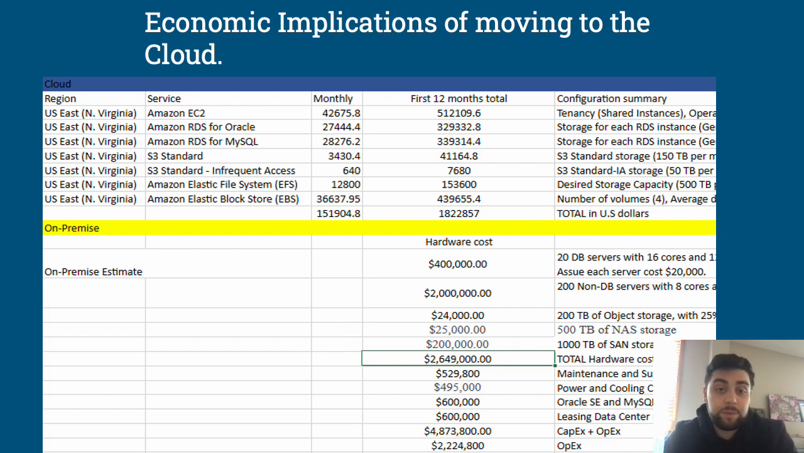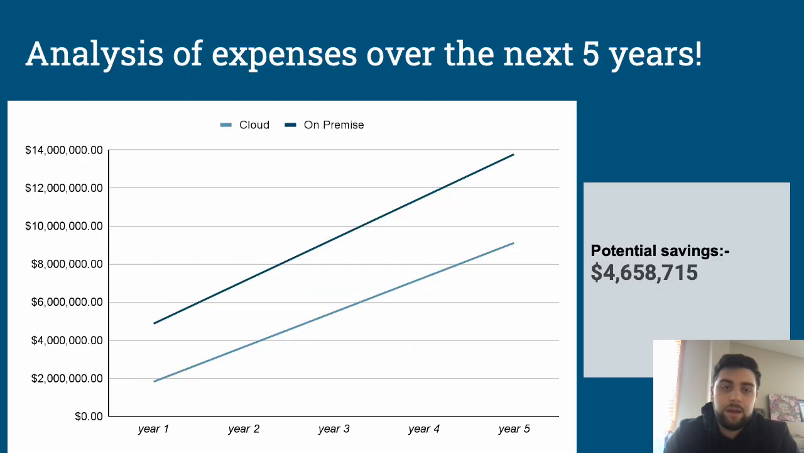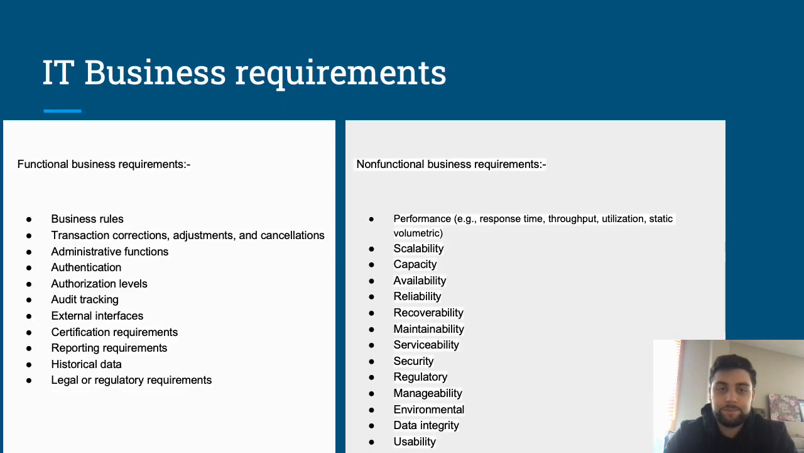On-premise, however, we're paying about $4.8 million because that includes the capital cost expenses as well, such as hardware, data center management, real estate lease, and all that good stuff. Overall, when we look at the implications over 5 years, we can see that on-prem will cost more, and there's potential savings of a whopping $4.6 million. And this is a huge opportunity.